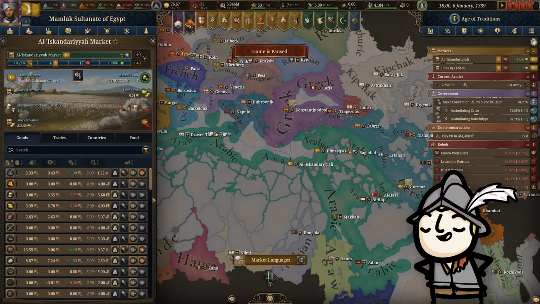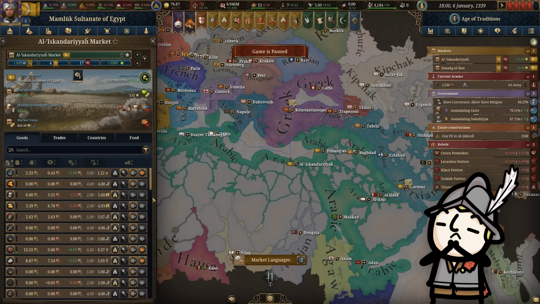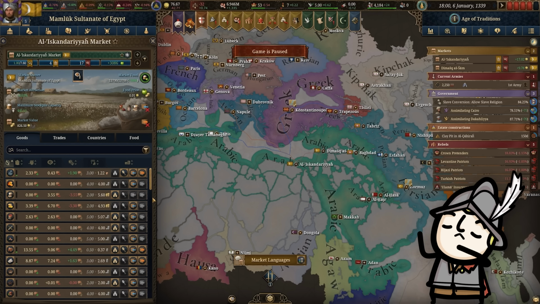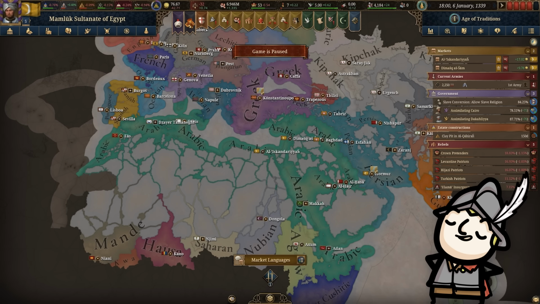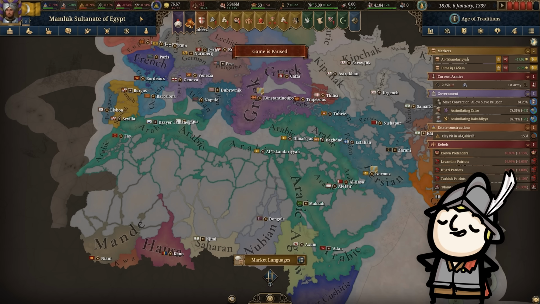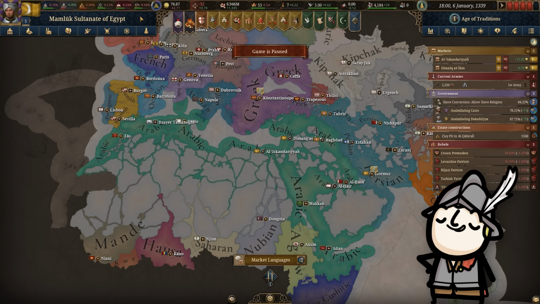There's also the market's language. The market language is going to be determined by the most populous burgher's common tongue. In our case, it's Arabic. This could be another important source of attraction, as speaking the same language will increase market attraction. So if we look over here, a Greek-speaking location would be less likely to join an Arabic-speaking market.